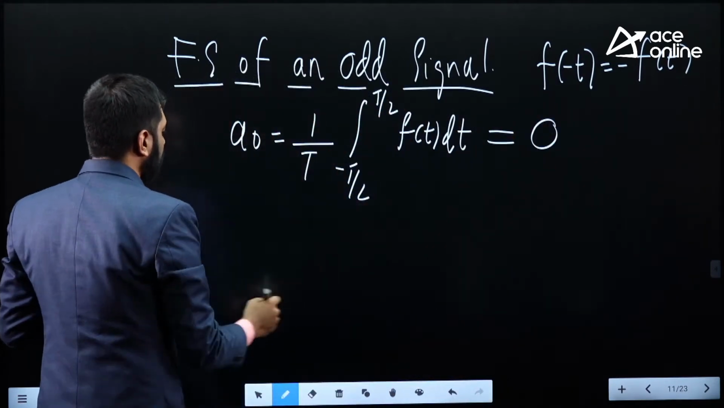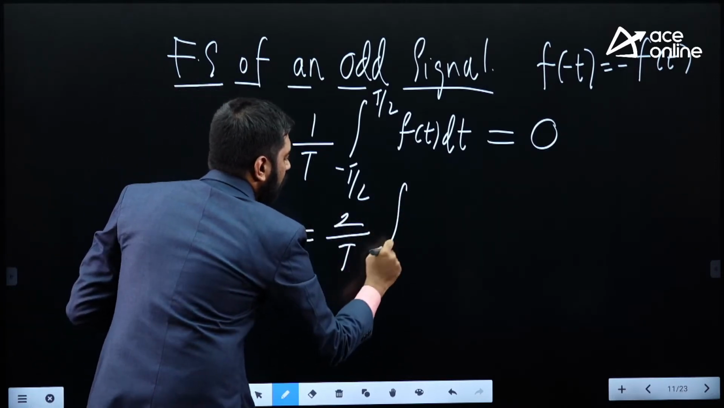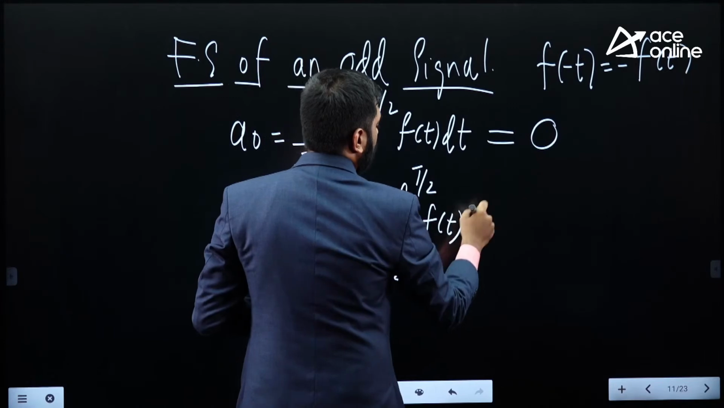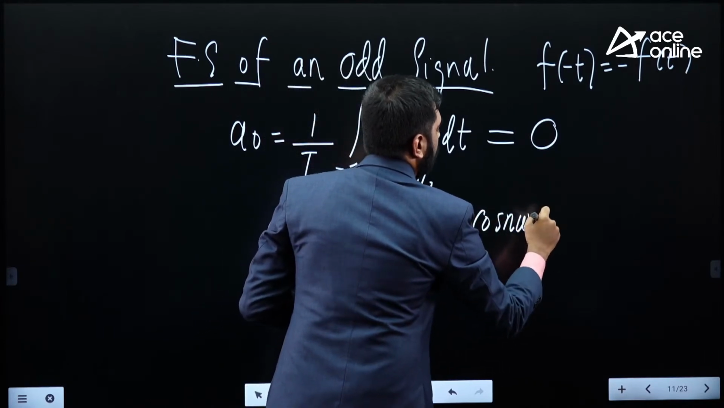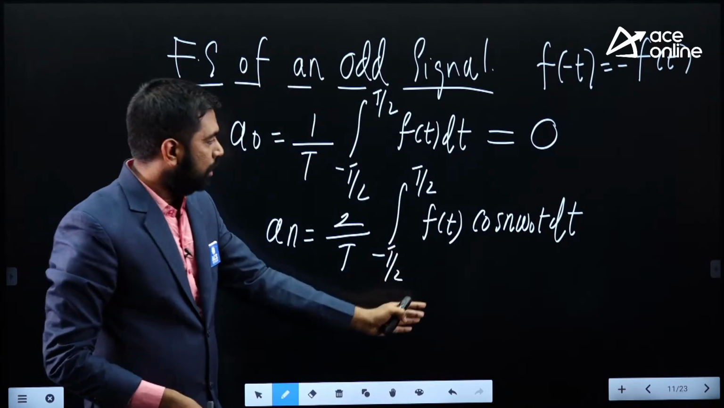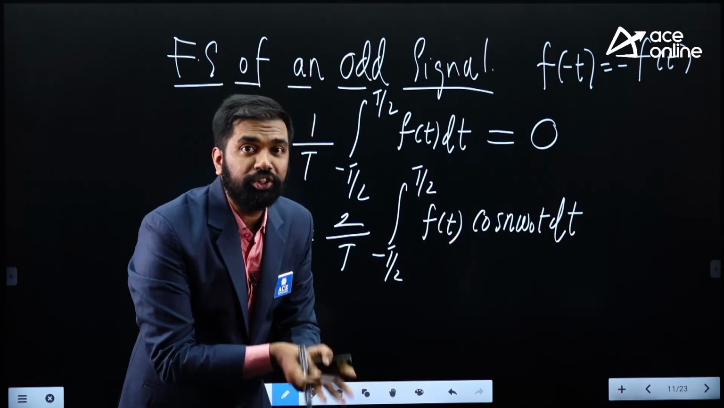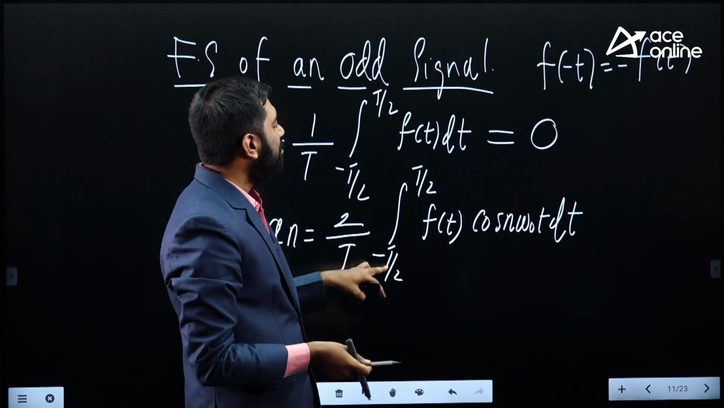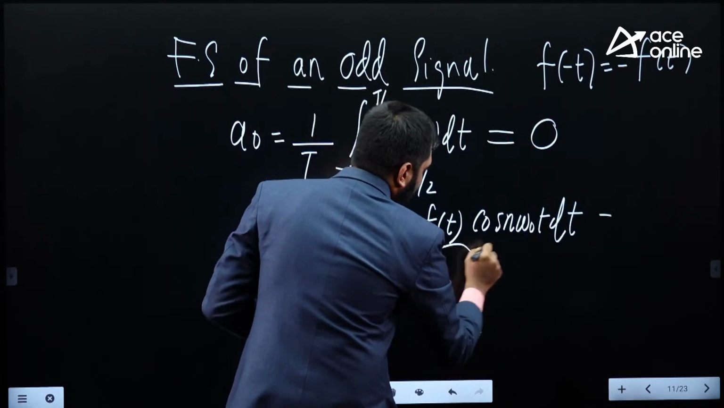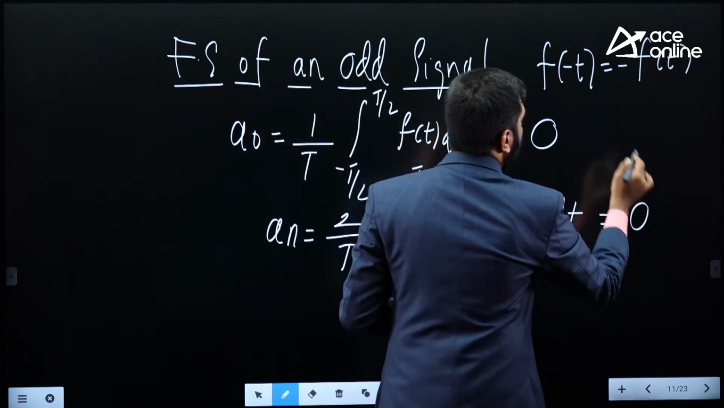Let's see what will happen in the case of an. What do you think is going to happen? It's 2 by T integral minus T by 2 to T by 2 of f of t cos n omega naught t dt. Now we have assumed that f of t is odd, and cos is even. Odd into even will result in an odd function, and you are integrating an odd function from minus T by 2 to T by 2. So what will happen to this result? Let me first highlight that this is odd. You are integrating an odd function, so obviously the answer is 0.